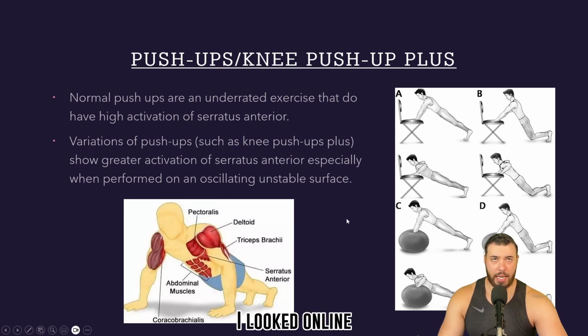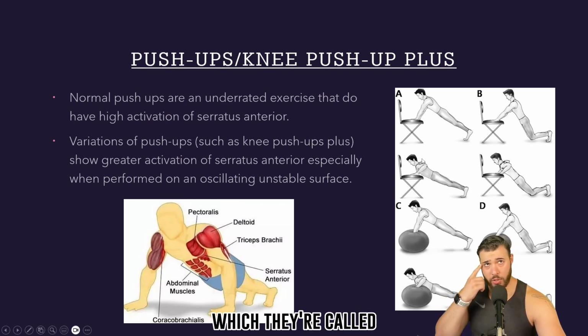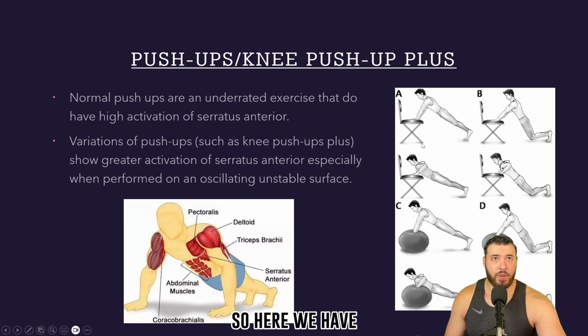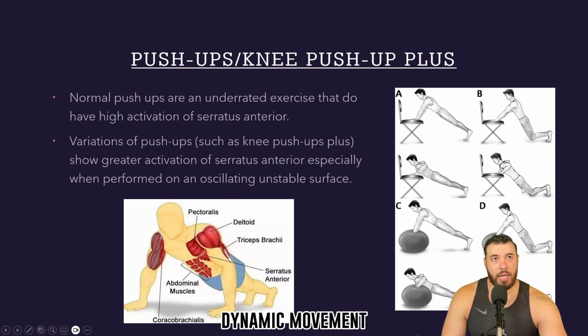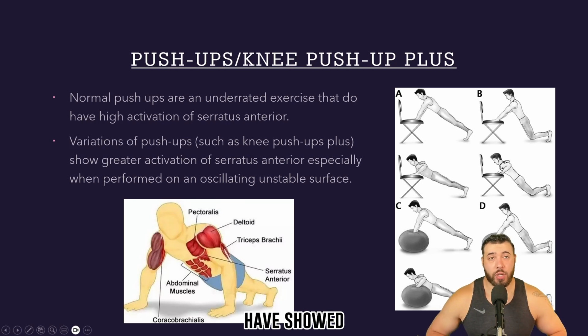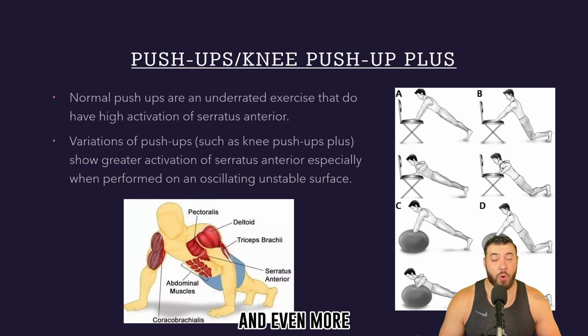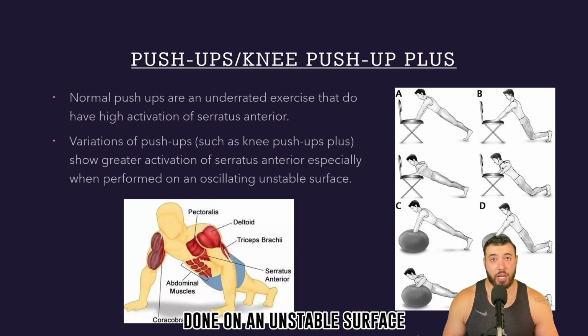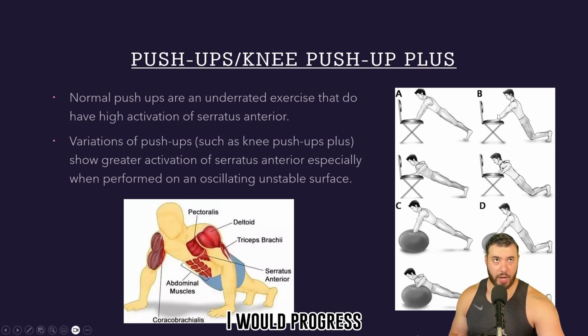Now, I looked online and saw a couple of different variations that I found very useful, which are called the knee push-up plus. Here we have an individual doing them on a chair on an incline. If you do have scapular winging, I recommend that you start with B, going in with this dynamic movement. The studies have shown that there is higher muscle activation on knee push-ups, and even more activation on knee push-ups done on an unstable surface, when compared to regular push-ups. So I would progress from B to A, then D to C.